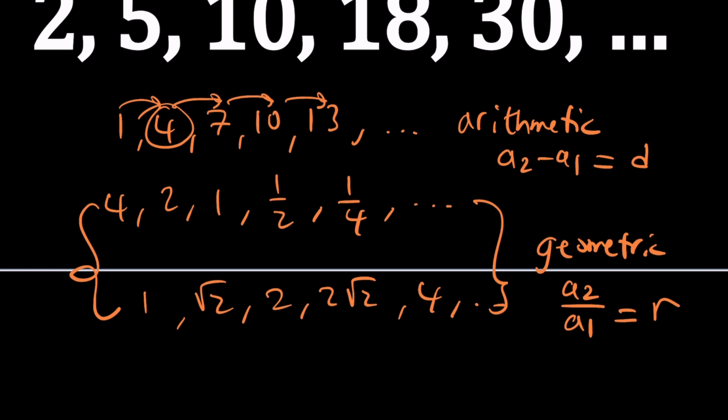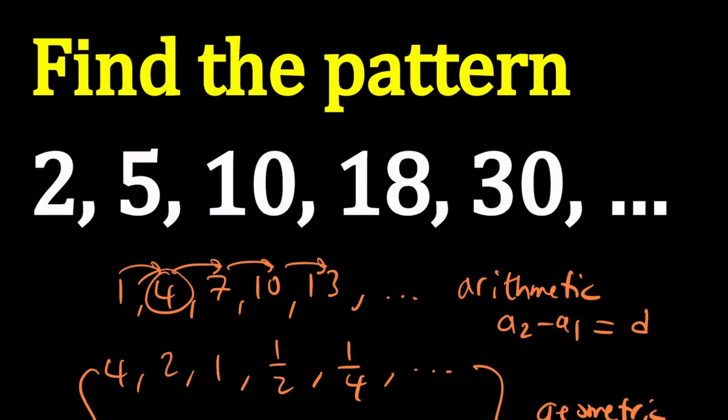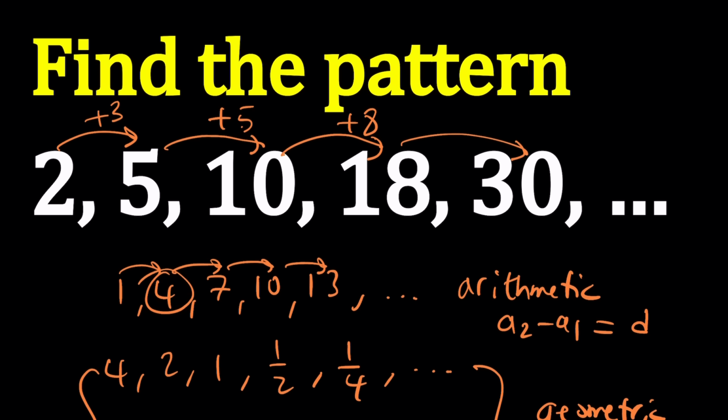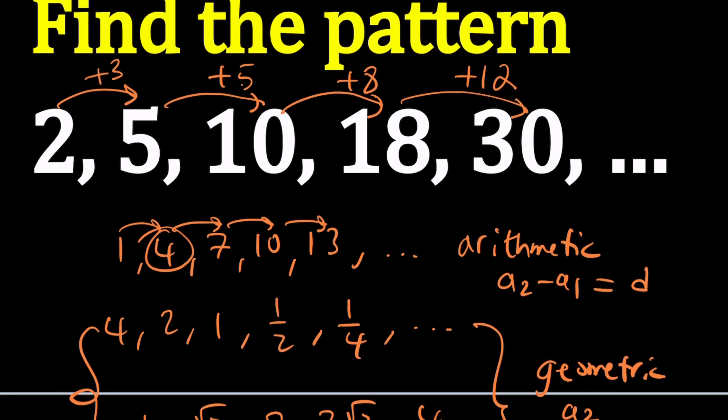No, not necessarily, right? Because if you look at the numbers, you get 2 to 5, that is a plus 3, and then you go 5 to 10, that's a plus 5, and then you go 10 to 18, which is a plus 8. Could this be a clue? 3 plus 5 equals 8. Could be. Who knows? We got to keep checking. And then the next one is plus 12, and guess what? The magic is ruined here. So it's not like that. Obviously, that's not going to be a good pattern.